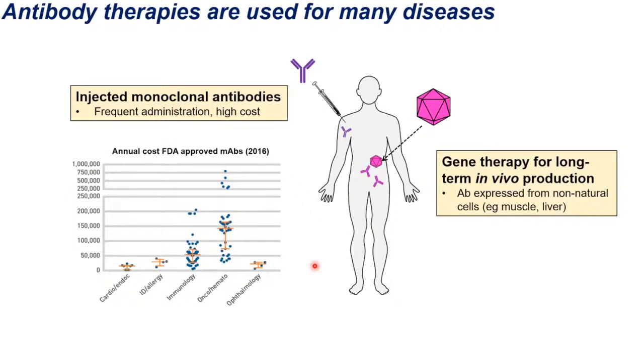Because of this expense and inconvenience, people are definitely excited about the possibility of using gene therapy as a way to introduce a gene therapy vector into the body, which will deliver the genetic material to make those bNAbs in vivo as a sort of factory inside the body. Typically, people are injecting these vectors into either liver or muscle. So the antibodies are expressed from non-natural cells, from cells that are not B cells, such as muscle and liver.